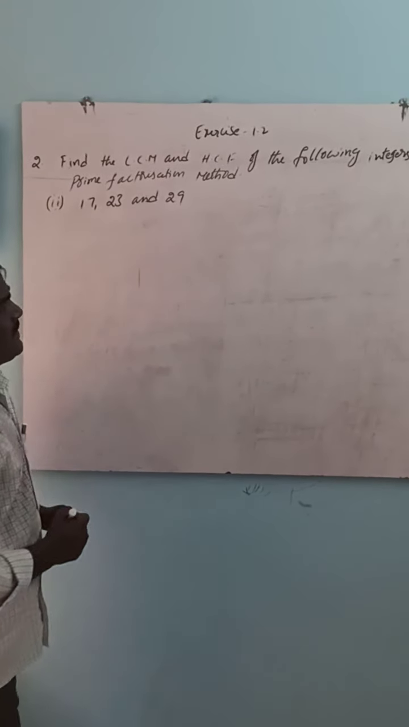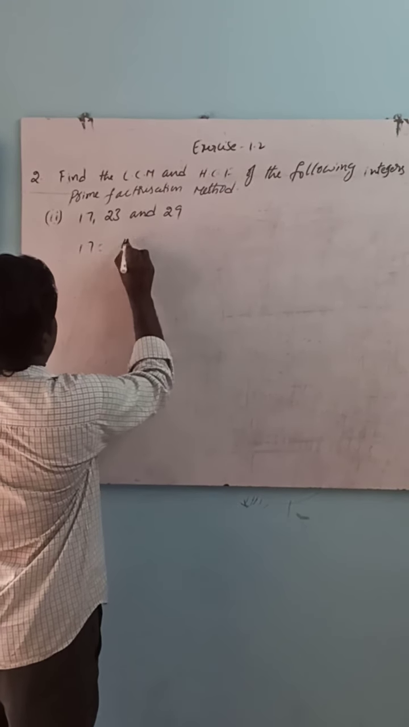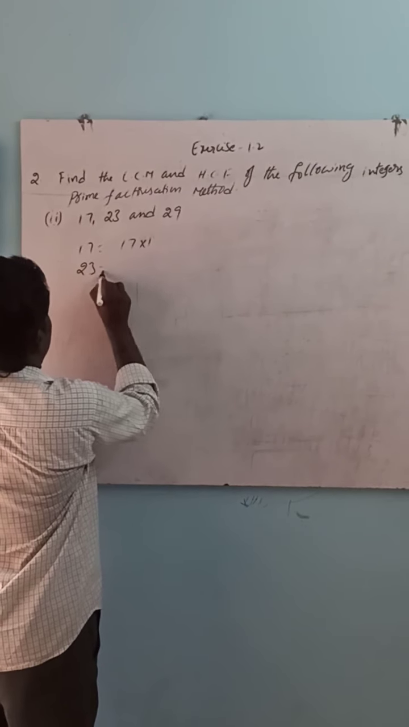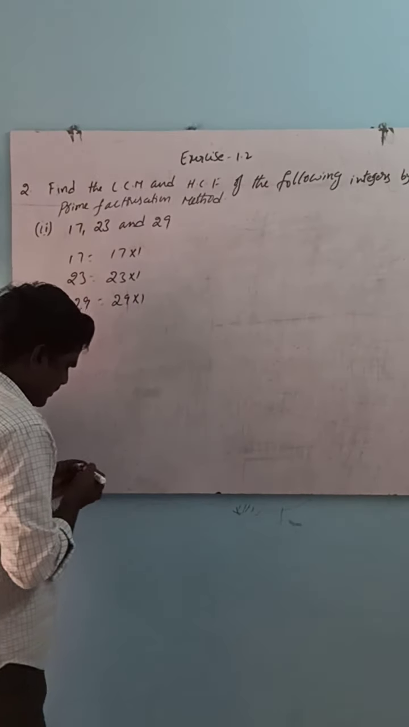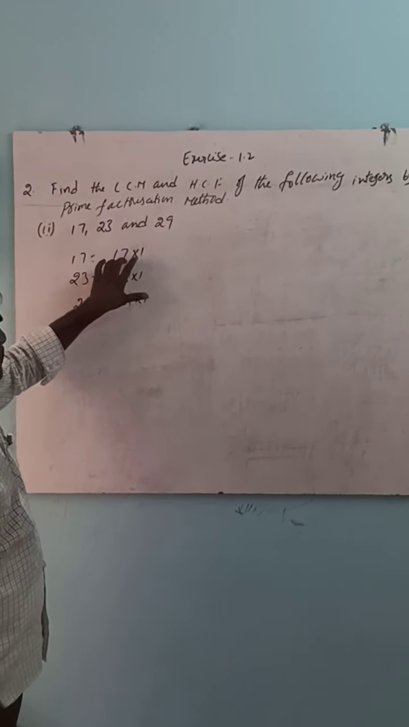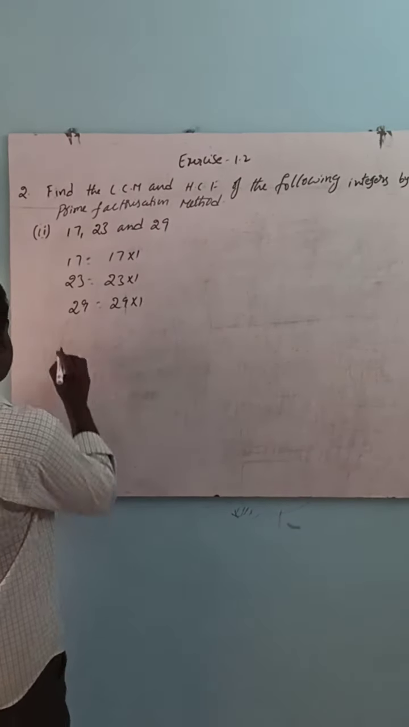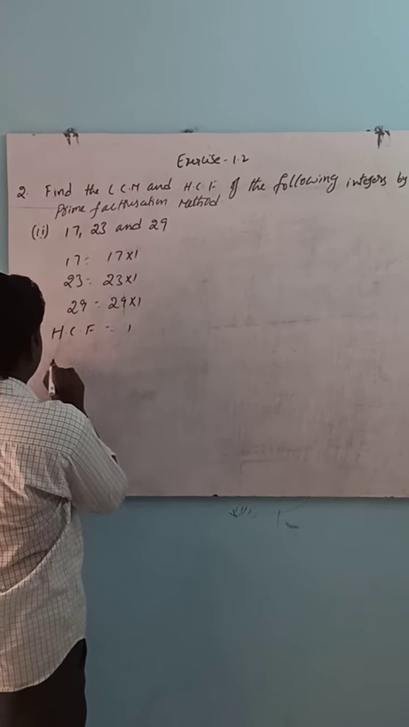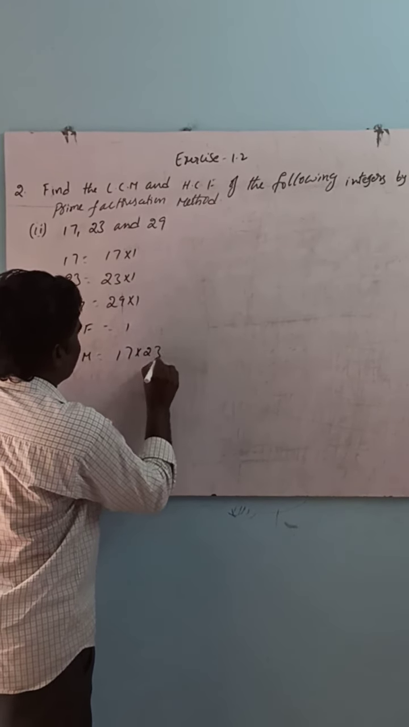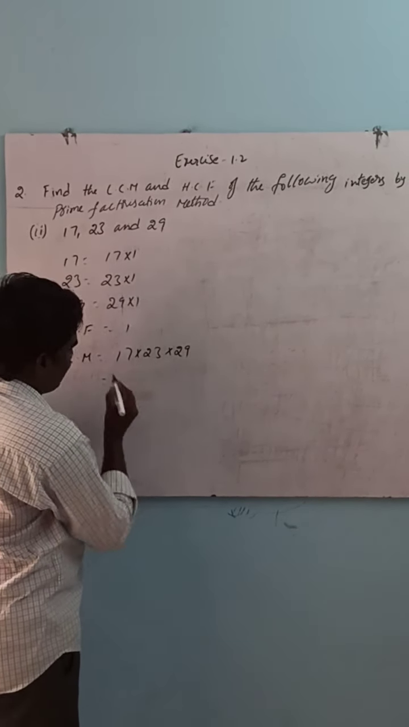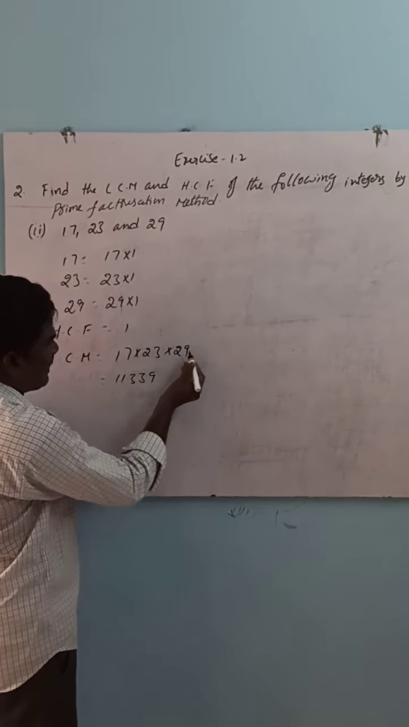Second one. Find the LCM and HCF of the following integers by the prime factorization method. Okay, 17, how can you write it? 17 into 1. 23, 23 into 1. 29, 29 into 1. So these three numbers are written as products of prime factors. What is the common factor here? 1. Okay, so HCF is 1. LCM is the highest multiple of all factors, 17 into 23 into 29. When you multiply these three, how much do you get? 11339. These are the prime factors now.